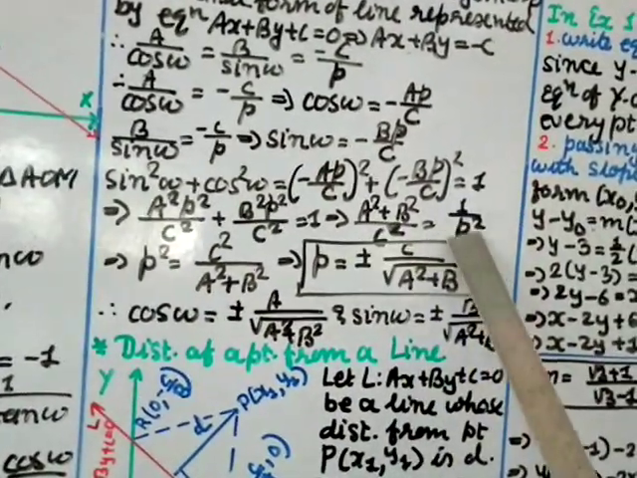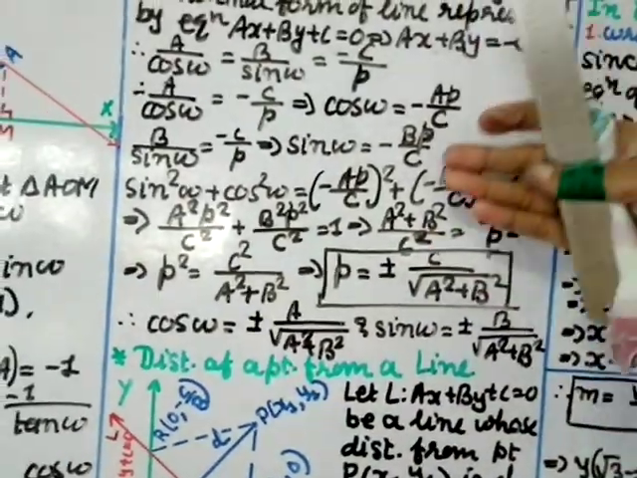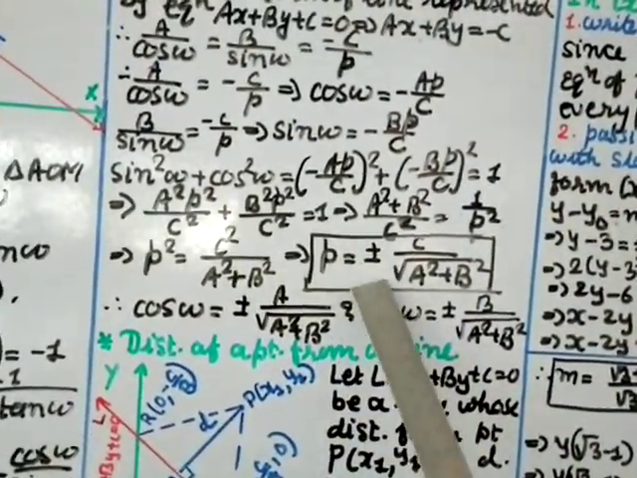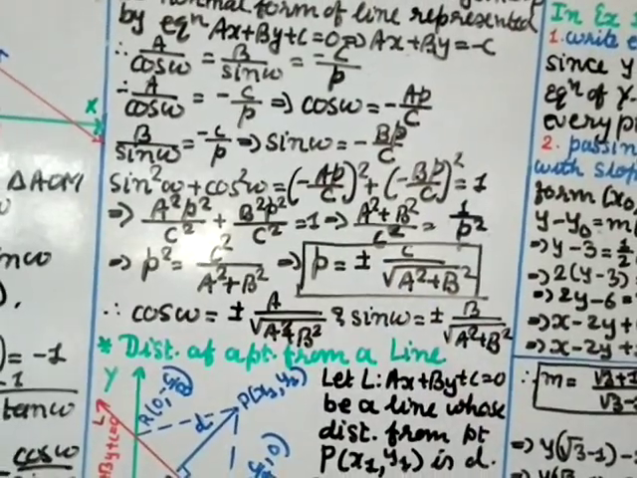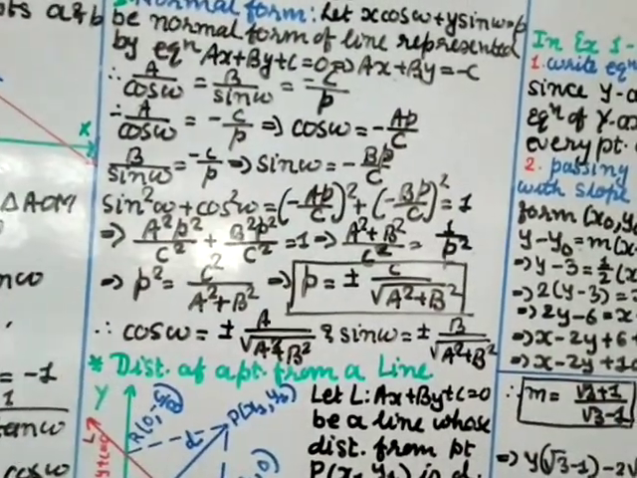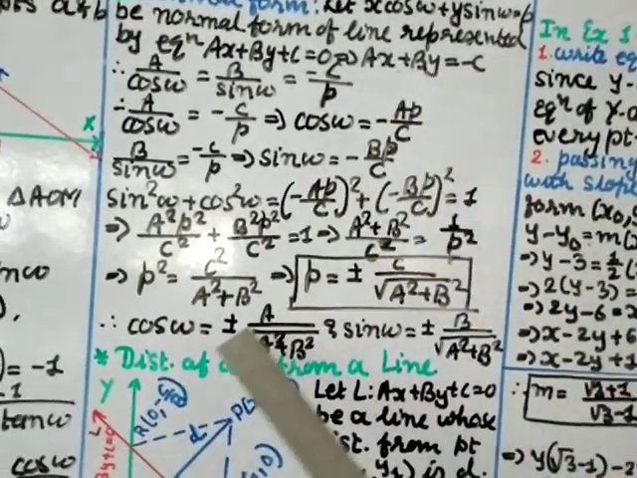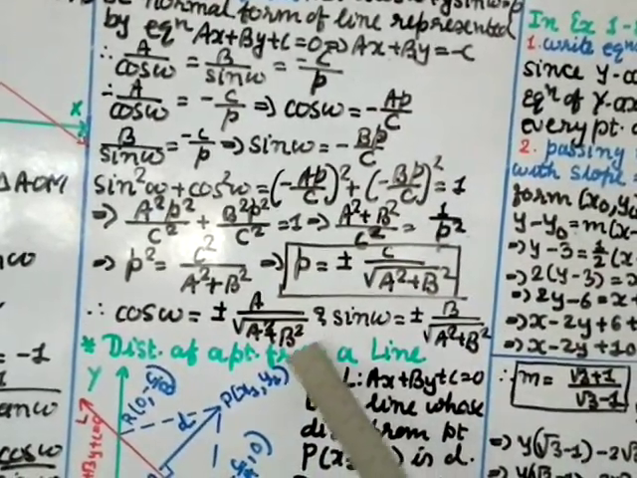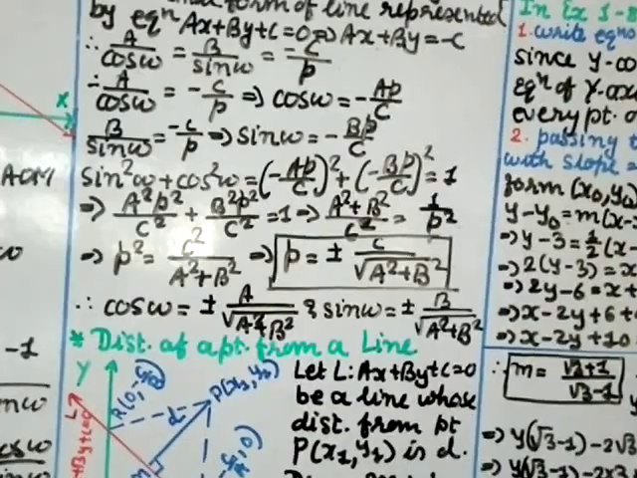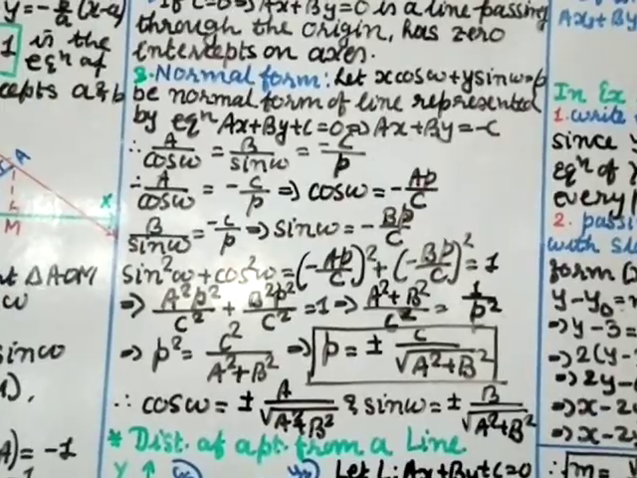Take reciprocal on both sides, so here it gives you p square equal to the reciprocal, c square by a square plus b square. Numerator will go to the denominator, denominator will go to the numerator, that is the reciprocal. Take square root, so p equal to plus or minus c by square root of a square plus b square. Now put this value of p here and here, so you get the value of cos in terms of a and b. So cos omega is equal to, when you put this value instead of p, c will cancel, so here remains plus or minus a divided by square root of a square plus b square, and sin omega, from here the p value you put, plus or minus b divided by square root of a square plus b square. Okay, so that is the normal form compared with the general equation of a line.